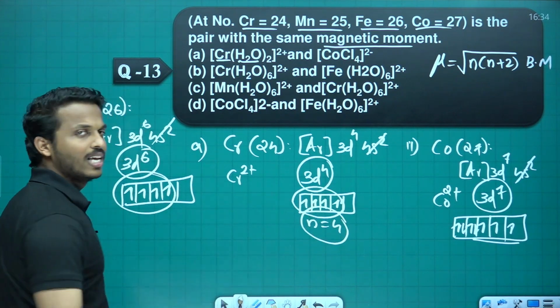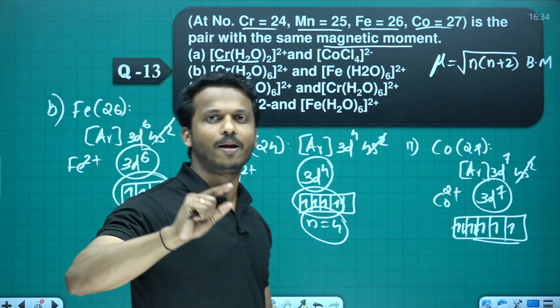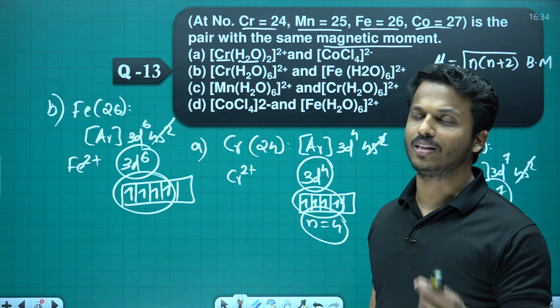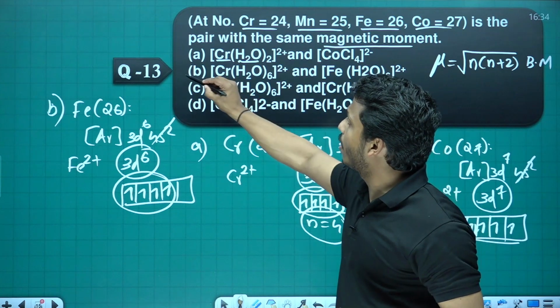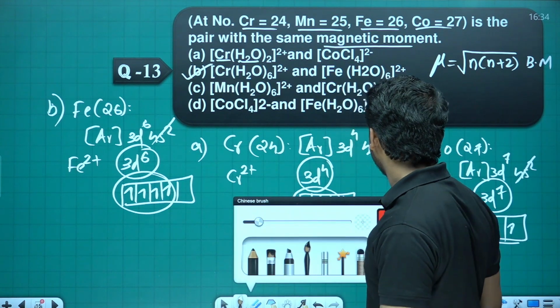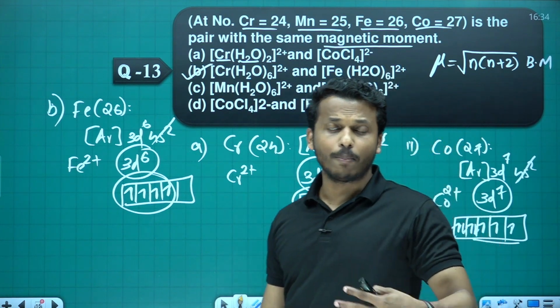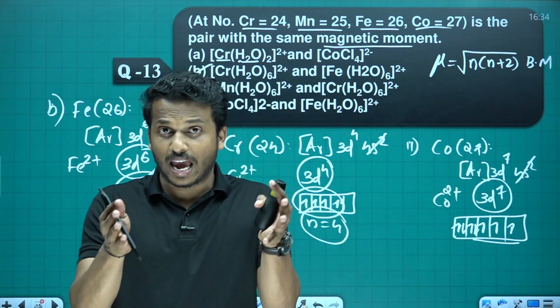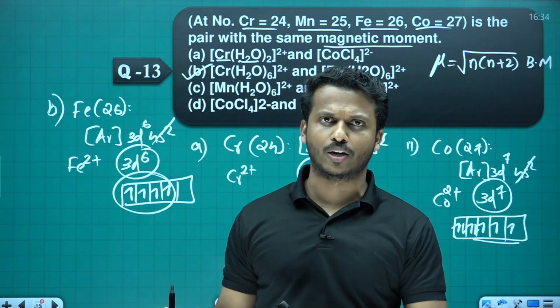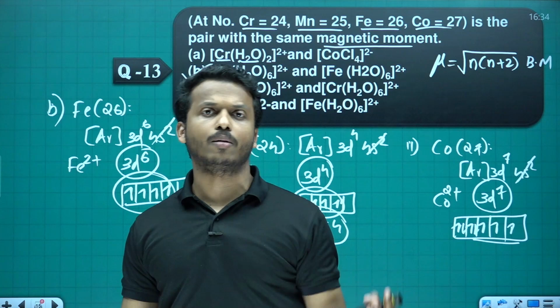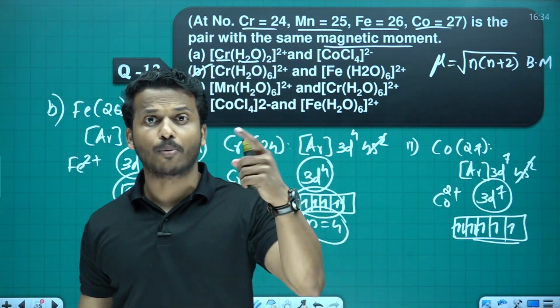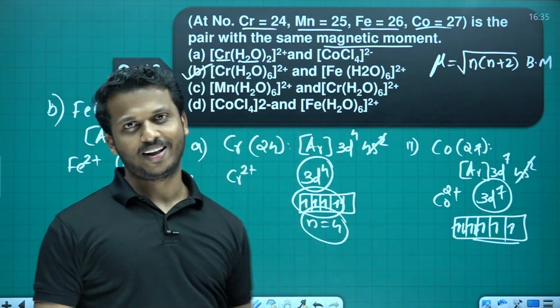In these two cases, the number of unpaired electrons are the same. Same number of unpaired electrons means their magnetic moment is also the same. I think option B is the correct answer. So where magnetic moment is the same, they have the same number of unpaired electrons. Which one has higher magnetic moment, if they ask you, is the one where the number of unpaired electrons is higher.